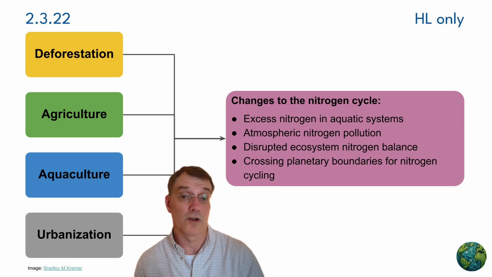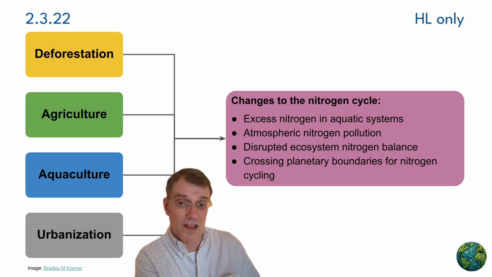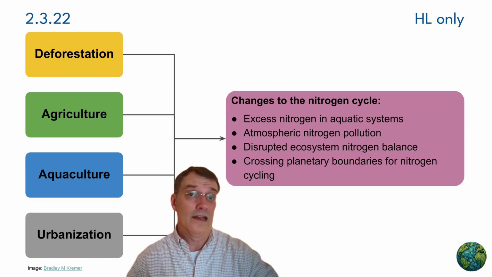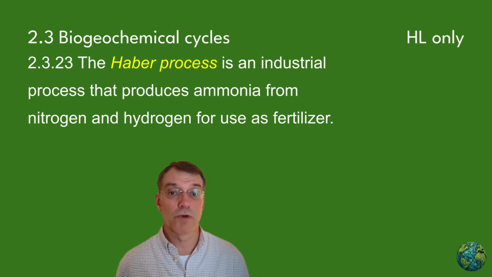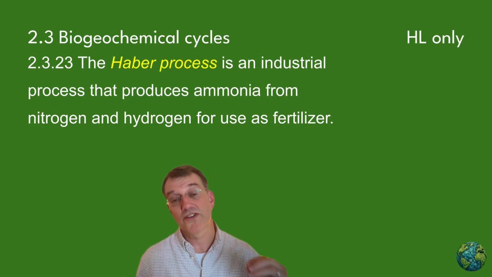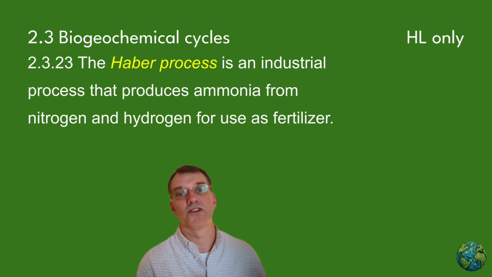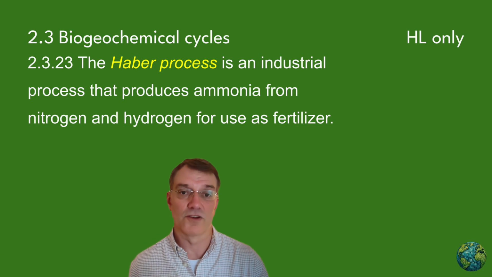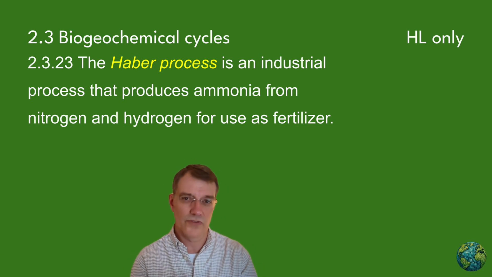Excess nitrogen disrupts aquatic ecosystems and contributes to air pollution, especially urban smog. Our actions are shifting the complex balance of flows within the nitrogen cycle, disrupting equilibria that have been established over millions of years of evolution. The Haber process represents one of humanity's most significant interventions in the nitrogen cycle. This industrial process converts atmospheric nitrogen into ammonia for fertilizer production, fundamentally changing how nitrogen moves through Earth's systems.